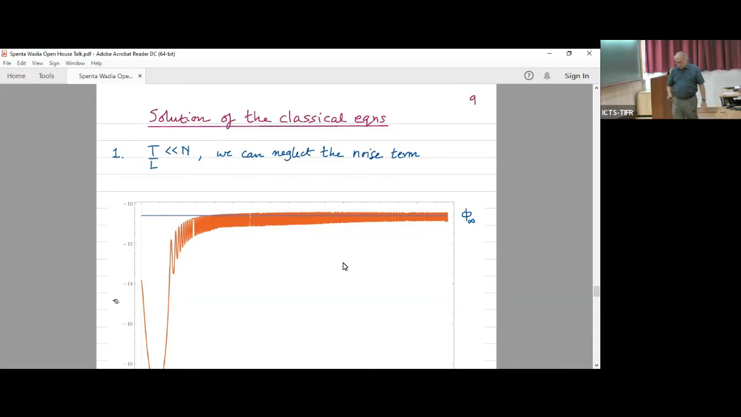For times which are much, much less than N, one can actually neglect the noise term. You may have observed that there is a 1/N sitting in front of the kernel there. And one can do a numerical calculation. The important point is that this axis is the phi field, and this is time. At large times, what happens is that the phi field settles down to a certain fixed value, with oscillations around it.